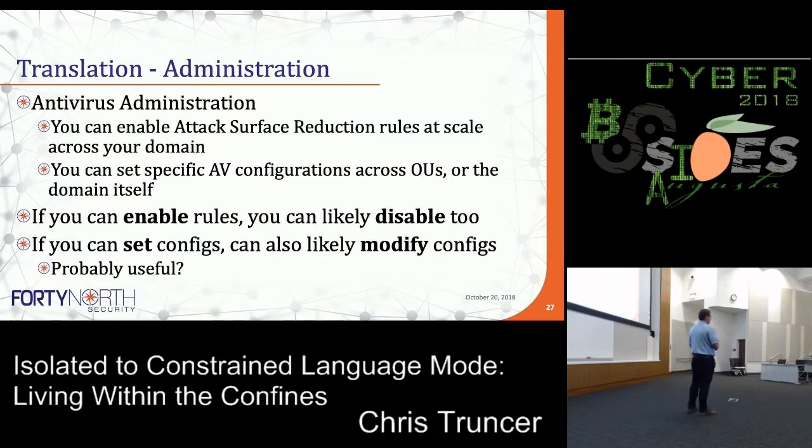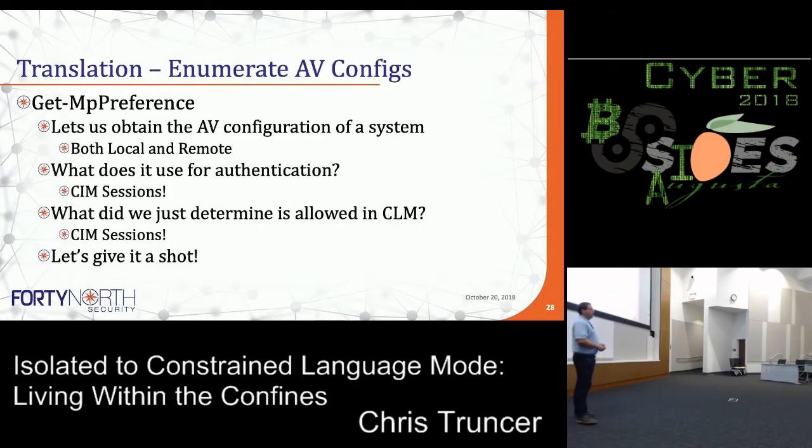Anyways, there's a bunch of different rules that are out there, and you can set the configurations across your entire domain, however you want. So my thought is, well, if we can enable these rules using PowerShell, and we can do this in constrained language mode, we can also likely disable the rules. If we can also set configurations for antivirus in constrained language mode, an attacker can probably do the inverse operation. So that's probably useful from an attacker's perspective, right?